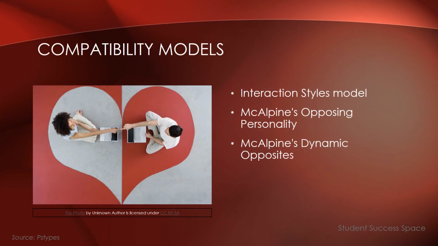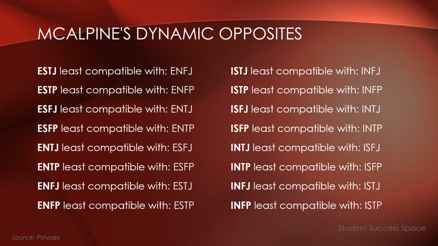Our next one is McAlpine's dynamic opposites, and this is really the second incompatibility theory that was proposed by him, and it's based on opposing functions. We look at our opposing functions, we want to see that the preferred cognitive process of one type is least conscious in the other type. Let me give you an example.